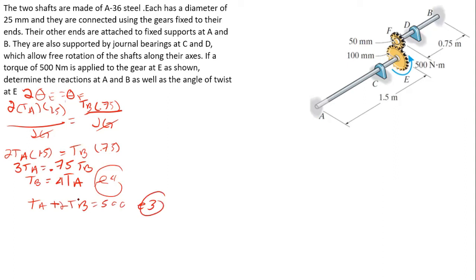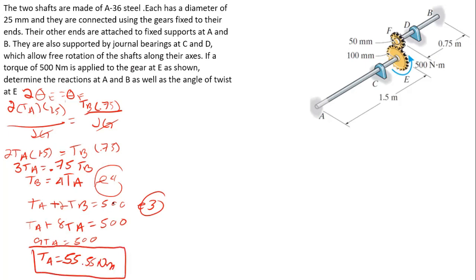Ito yung E3 natin. So substitute E4. Sabi dito ang TB natin is 4TA. So TA plus 8TA is equal to 500. So 9TA is equal to 500. So solving for TA, ang makukuha natin is 55.55 Newton meter. Ngayon, meron na tayong TA. I-substitute na natin siya dito sa equation 3 para ma-solve naman si TB. So solving for TB, ang makukuha naman natin is 222.22 Newton meters. So nakuha na natin yung dalawa doon sa pinahanap.